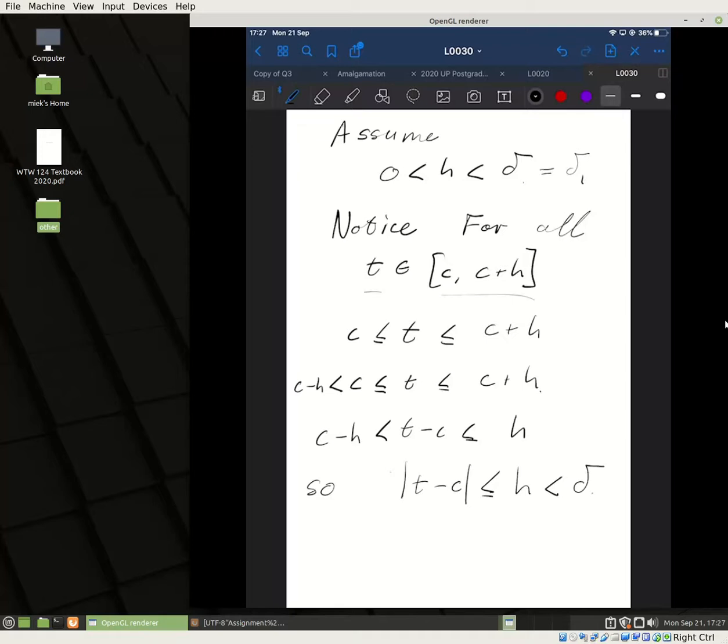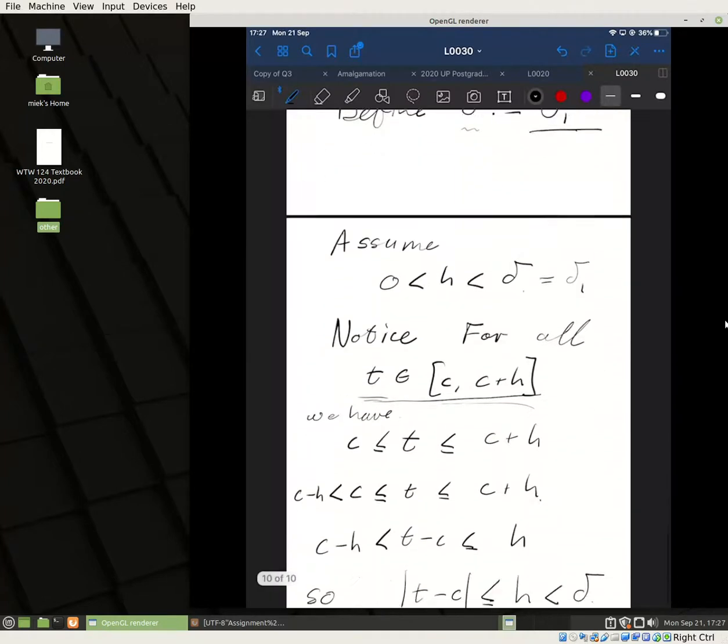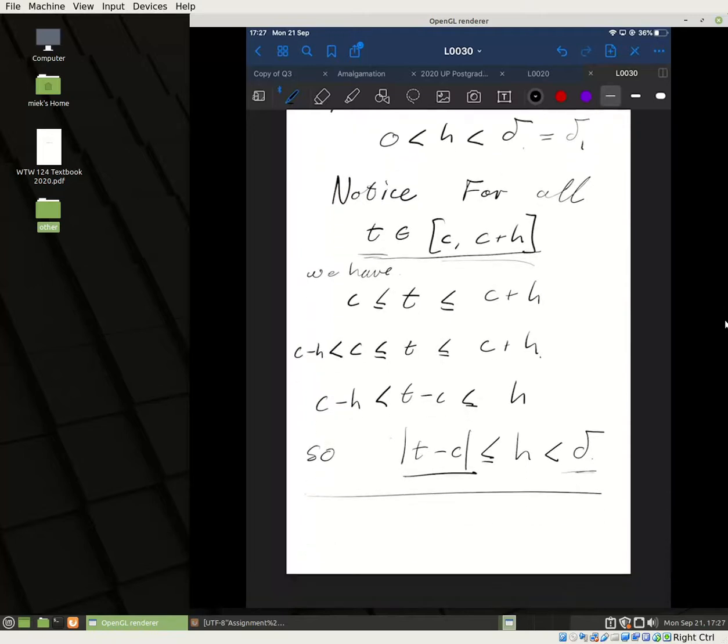So notice for all of these t's we have the following. This expression is less than delta, and lo and behold, if this expression is less than delta 1, then we get something for free. We get that this expression is less than epsilon over 2. And that is what we will use.